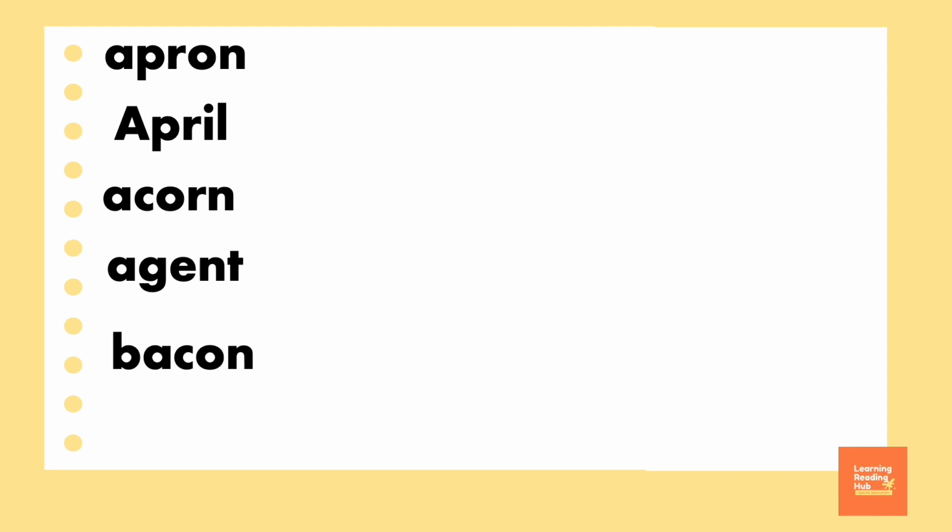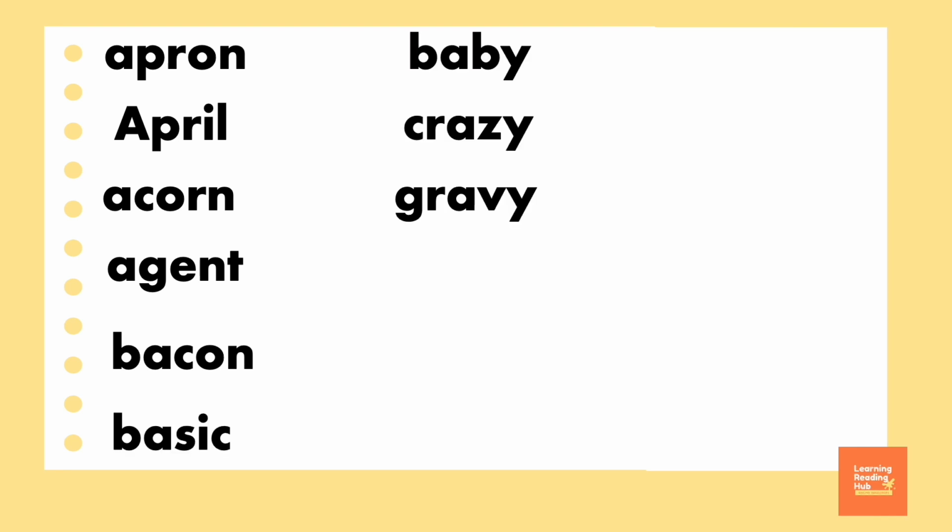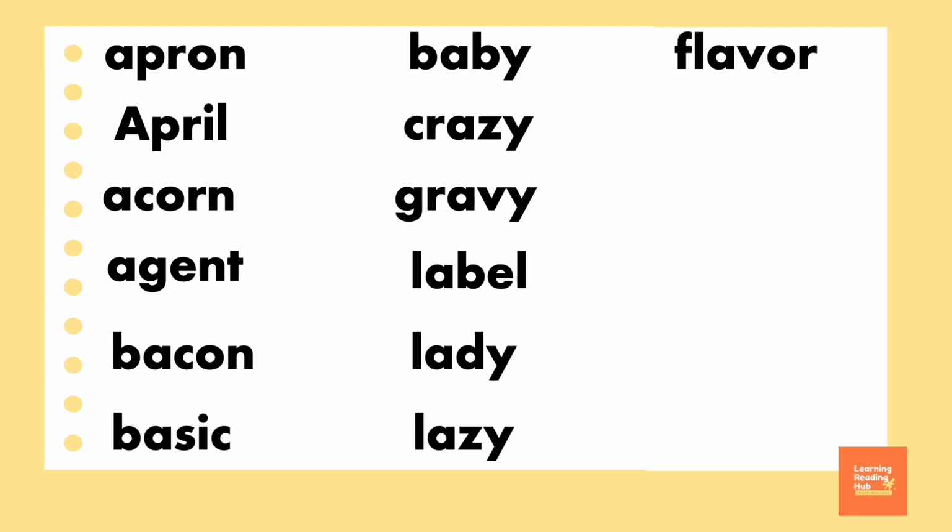Okay, so let's move on now to spelling option number 3, the letter A. Yes, the letter A on its own can also make the long A sound. Apron, April, acorn, agent, bacon, basic, baby, crazy, gravy, label, lady, lazy, flavor, labor, table, David.